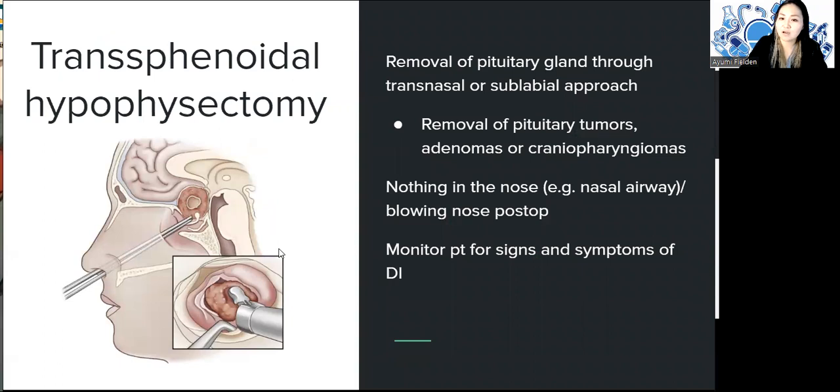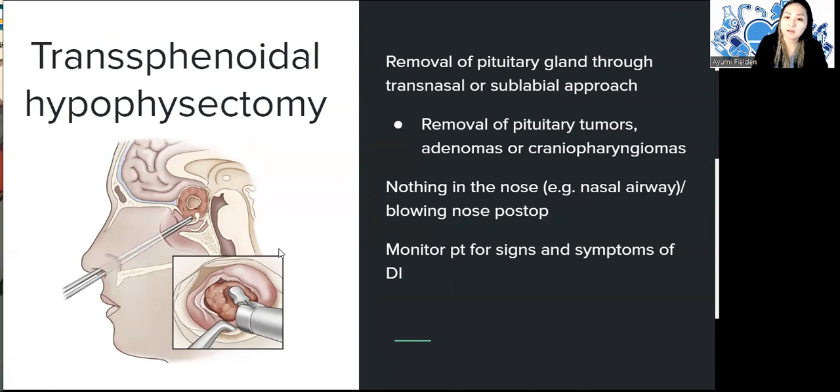Transsphenoidal surgery. So why do we do that? When the patient has a tumor in the pituitary gland, it's so much easier to access that through the nose, a transnasal approach. So they'll put in a little probe to remove the tumor that way, puncture through the dura, and then get there to remove the tumor.